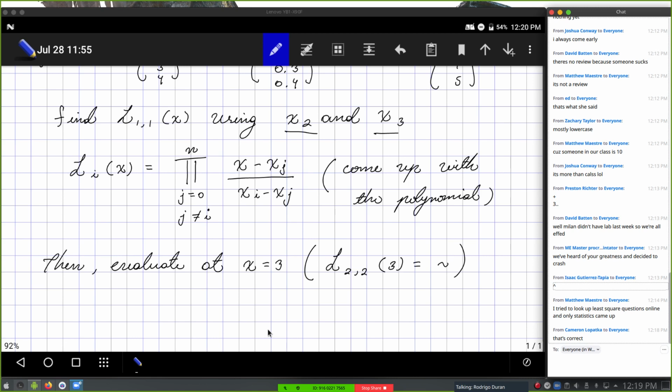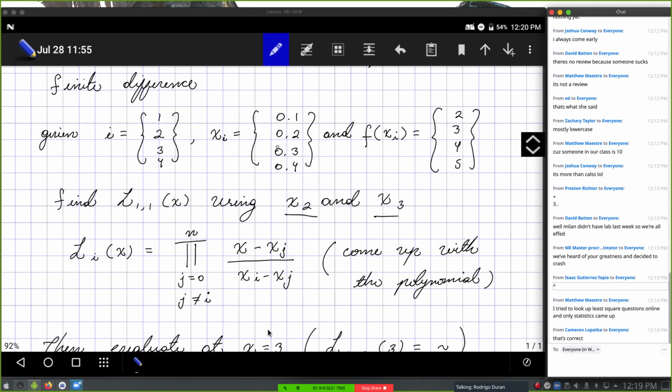So, again, just a quick recap: they will give you the x values. They're going to give you the evaluation of the function at those x values. They will ask you to find a particular Lagrange multiplier, or I'm sorry, a Lagrange polynomial of a particular degree, and they will tell you specifically which points to use.